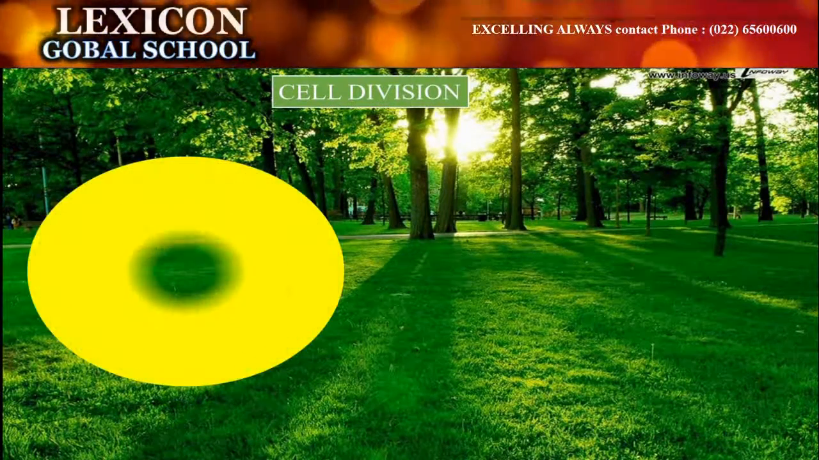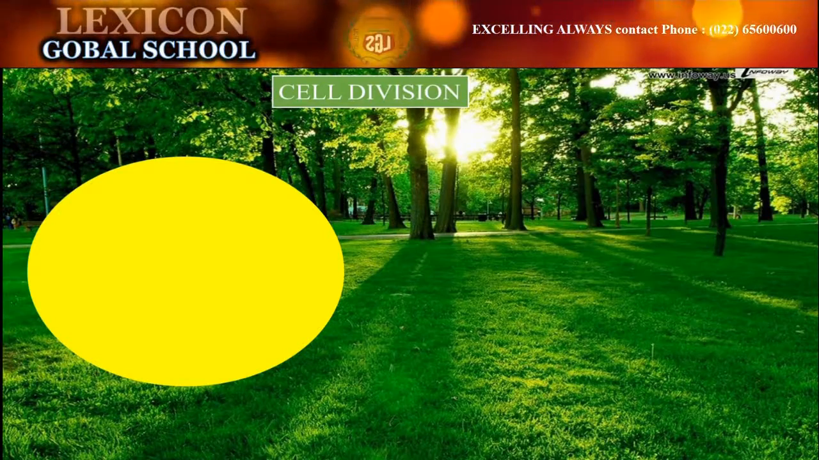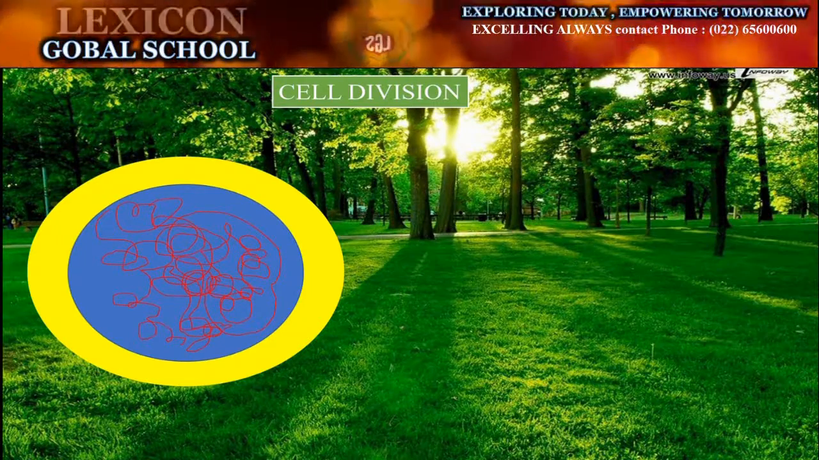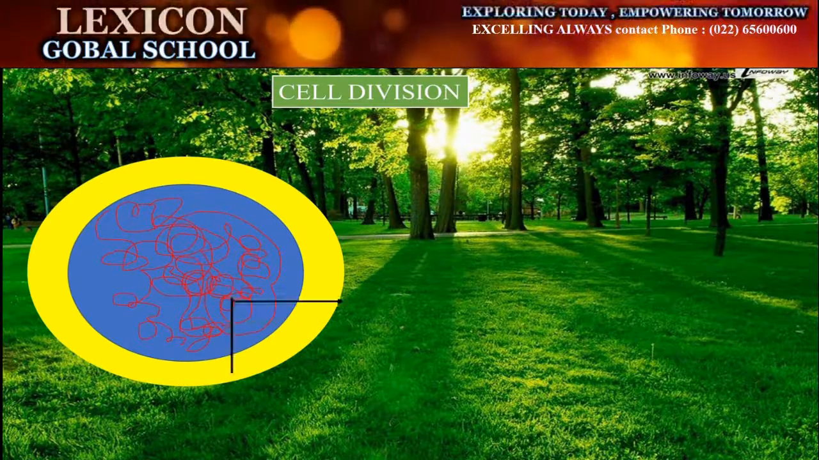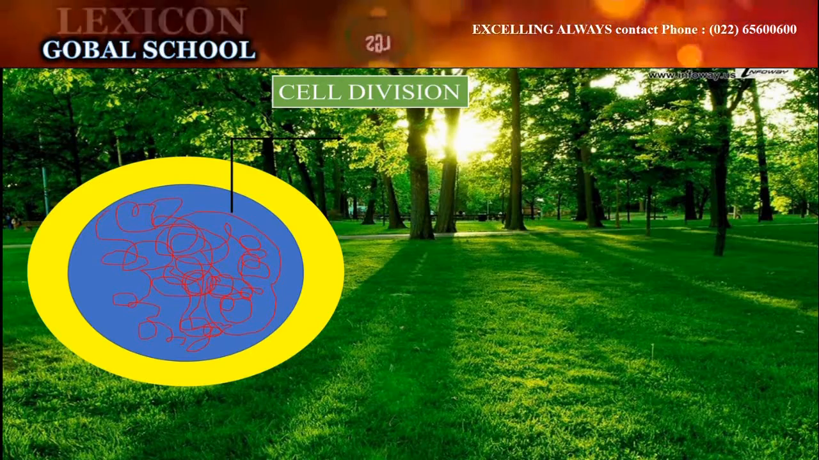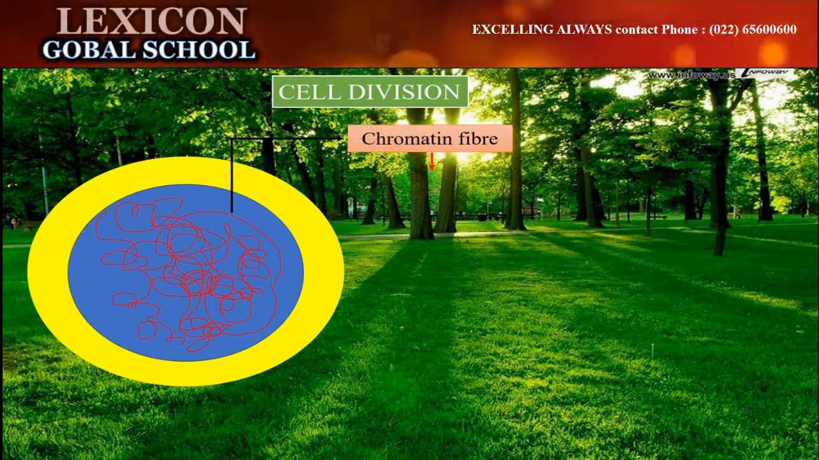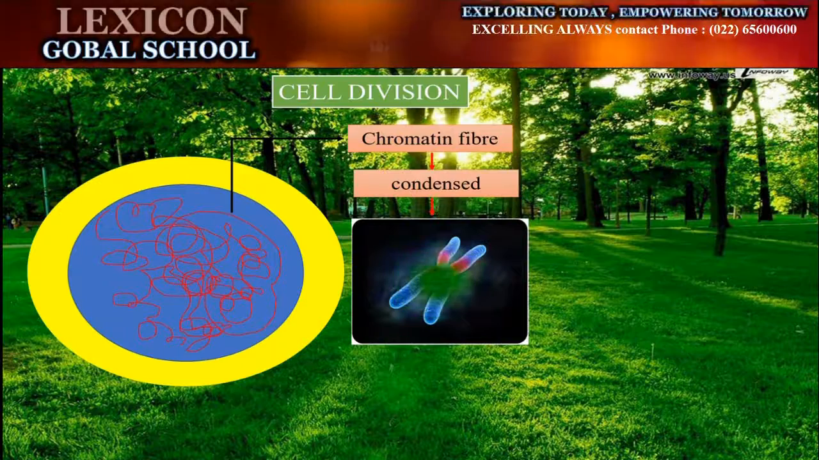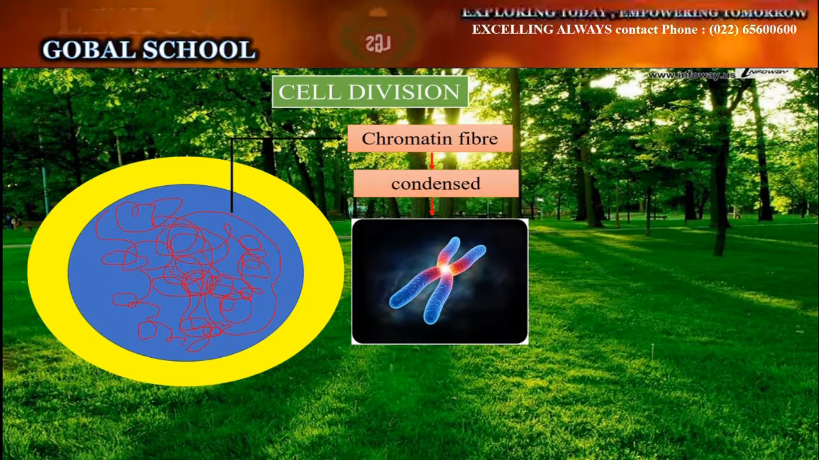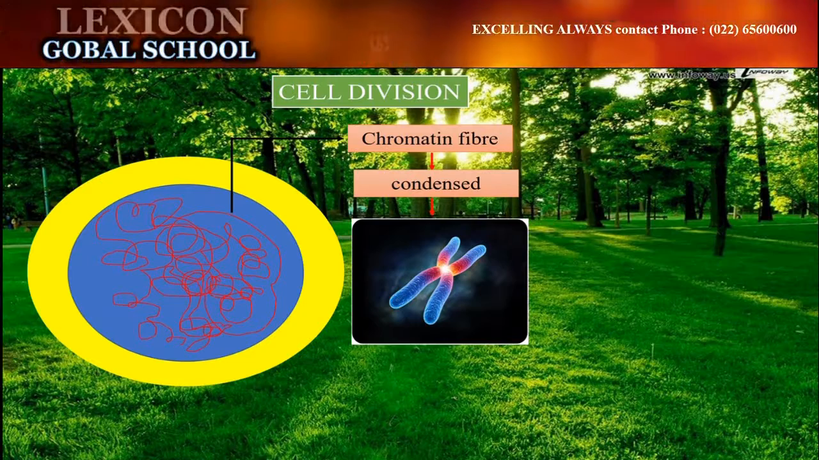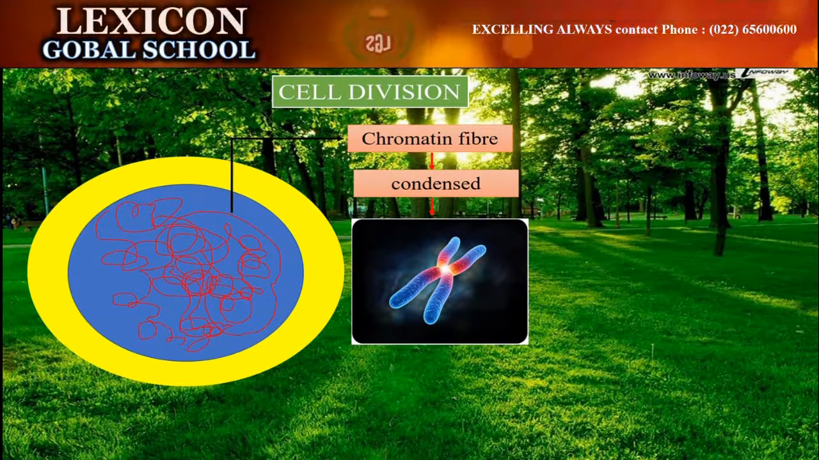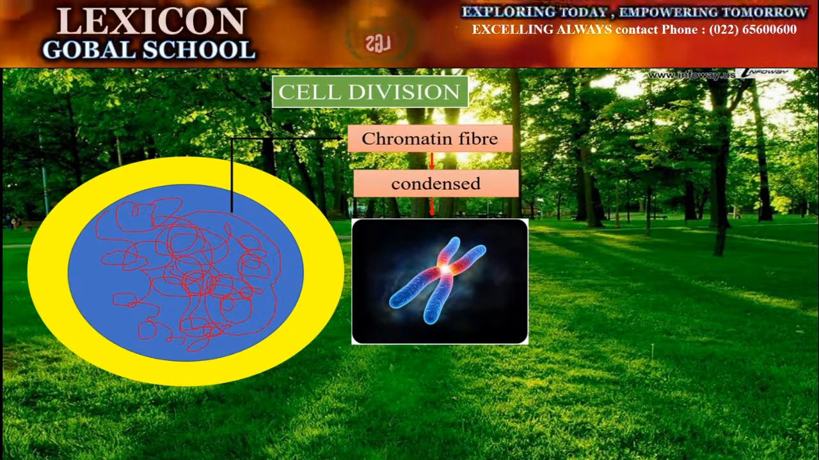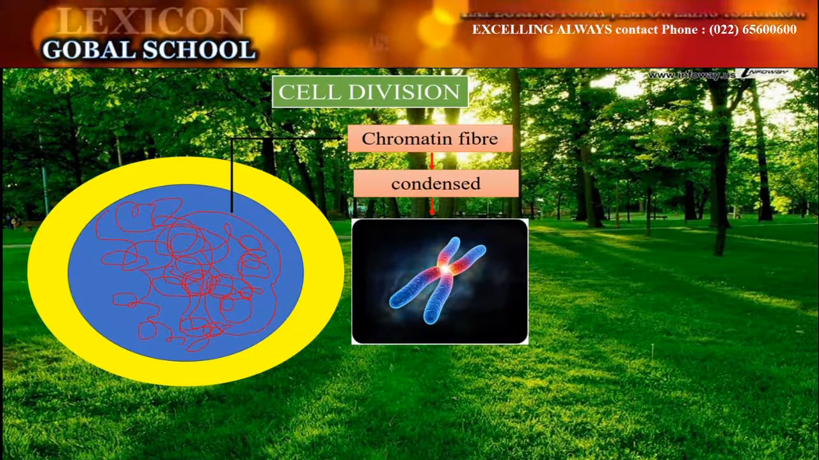To begin with cell division, the picture that is seen in yellow is your cell. We have a nucleus inside it, and this red thing is nothing but the chromatin. That means your DNA, your chromatin fiber which is present in your nucleus, condenses and forms chromosomes when a cell is starting to get divided, or when a cell attains its mature position and starts getting divided. So these chromatin fibers condense and form chromosomes.